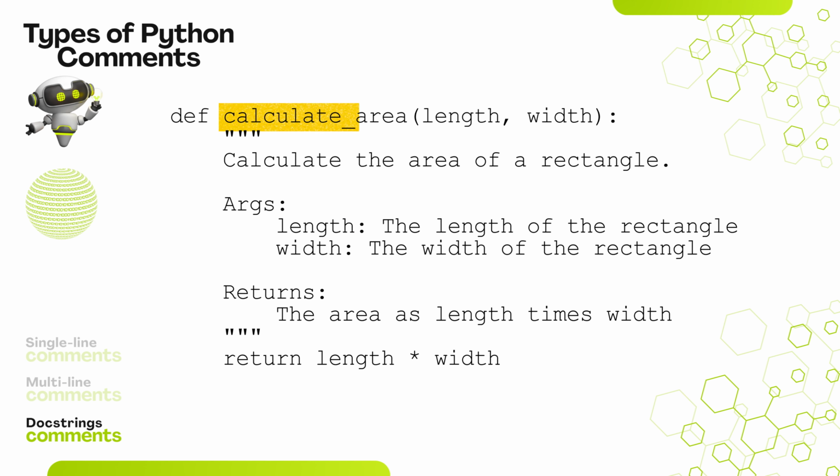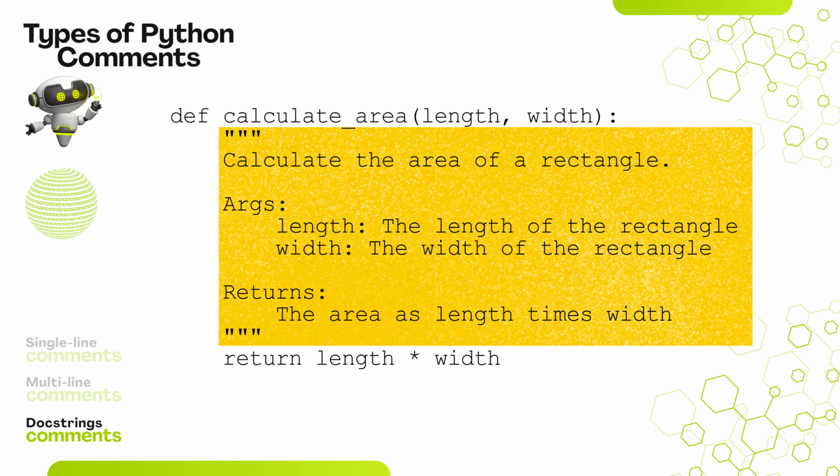On the first line, we define a function called calculate_area that takes 2 parameters, length and width. Then, immediately on the next line, still inside the function, we have a multi-line string enclosed in triple quotes. This is called a docstring, which is short for documentation string.